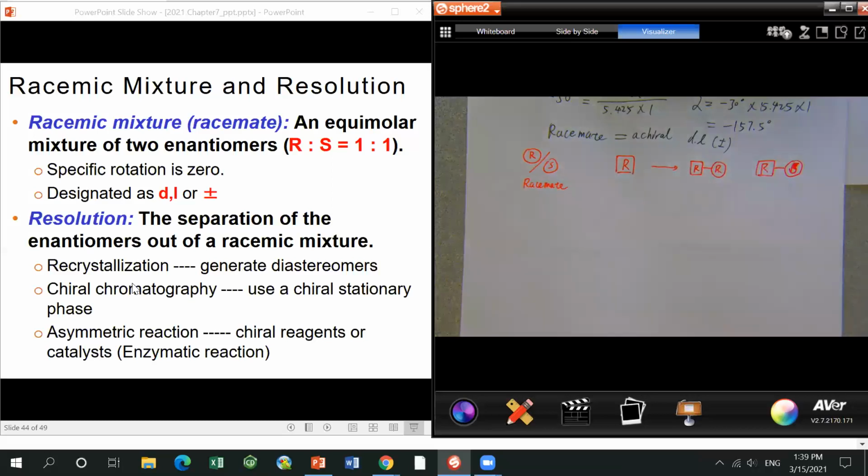The last way to separate the two enantiomers is by an asymmetrical reaction. We use some chiral reagent or catalyst, or maybe an enzyme, and try to react it with this racemic mixture. The enzyme or chiral reagent only reacts with one of them, and then you generate two different products. So that gets separation.